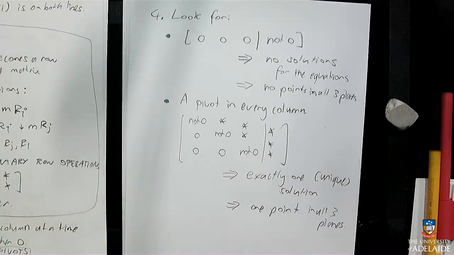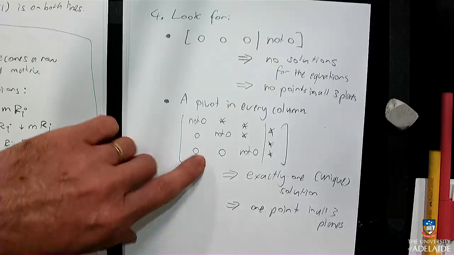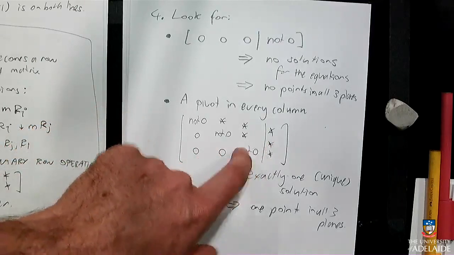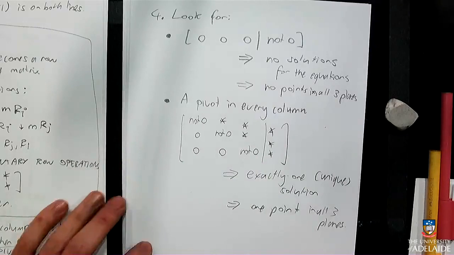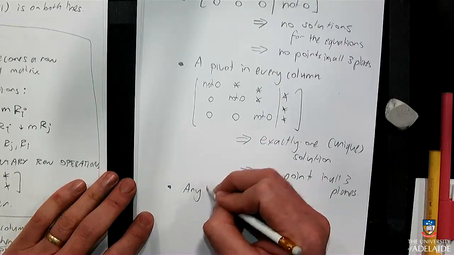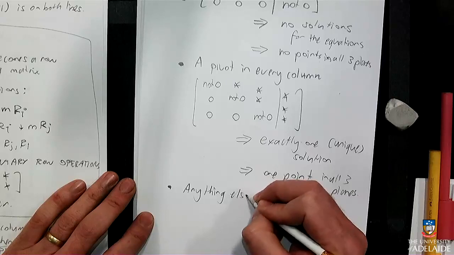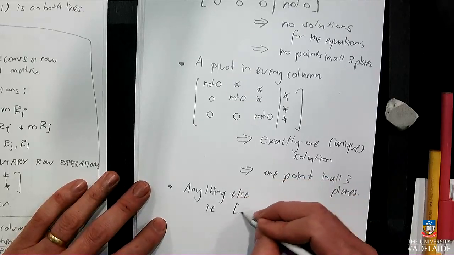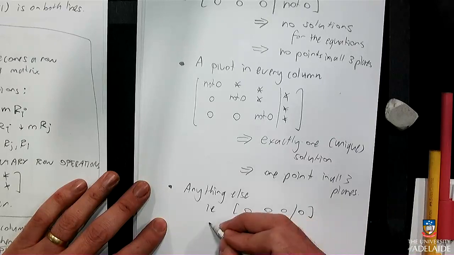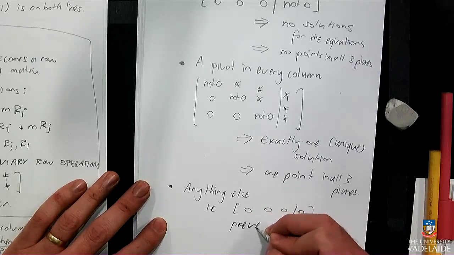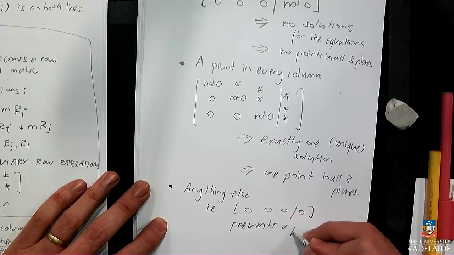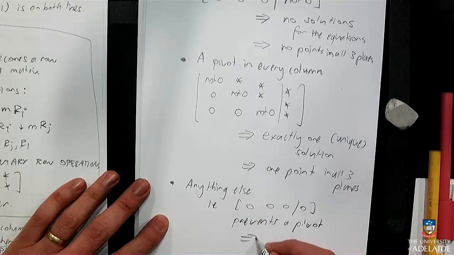And anything else that is not that will be infinitely many. Okay? And if you look very closely, infinitely many will tend to happen when there's a row of zeros here that will prevent there being a pivot in that position there. Anything else, i.e. 0, 0, 0, 0, prevents a pivot, then that means there's infinitely many solutions.